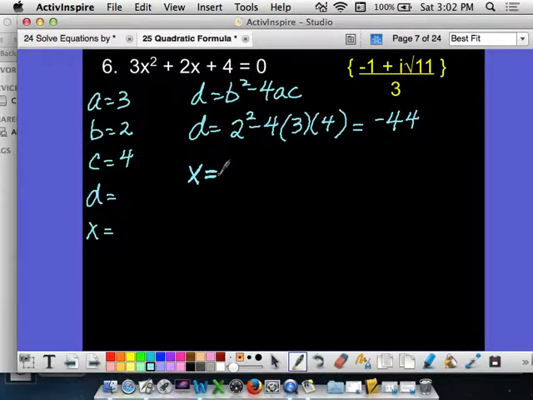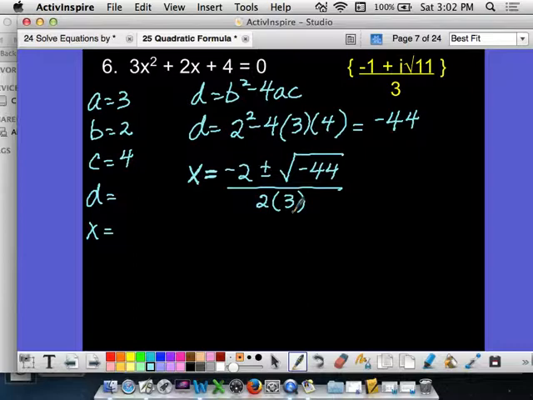x equals opposite b plus or minus the square root of b squared minus 4ac, all over 2a, 2 times 3. So if I look at that square root of -44, it's not perfect, but I can break it down. I know that this is -4 times 11. I have to be a little careful because when I take the square root of a negative, it's imaginary.